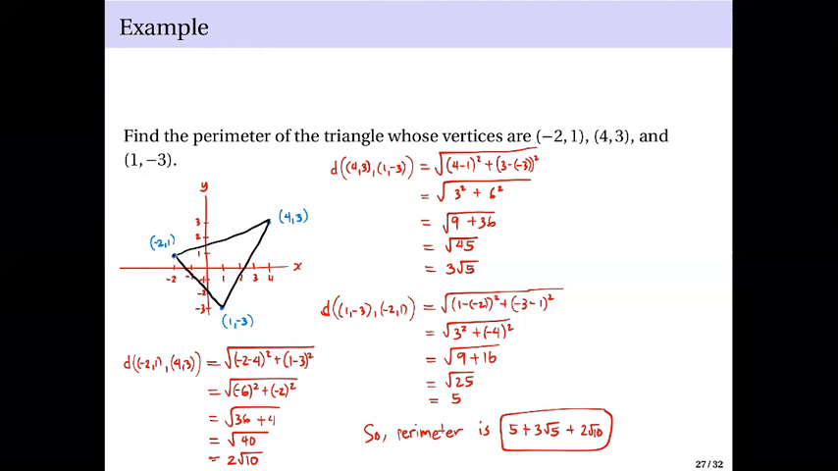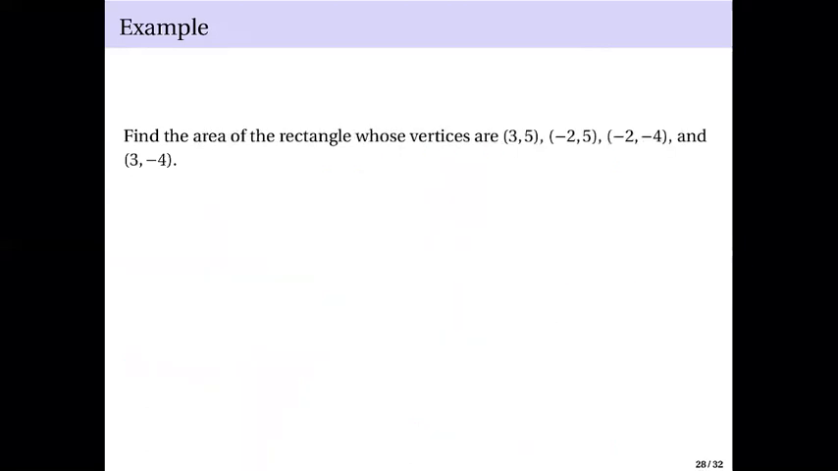Question? Next problem. Find the area of the rectangle whose vertices are 3, 5, negative 2, 5, negative 4, negative 2, negative 4, and 3, negative 4.